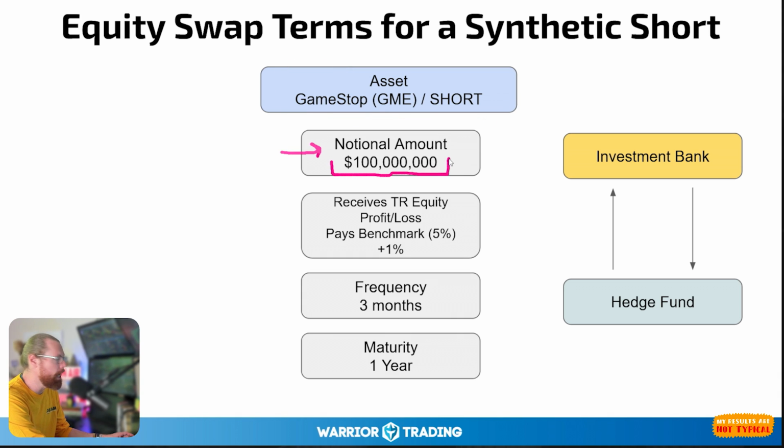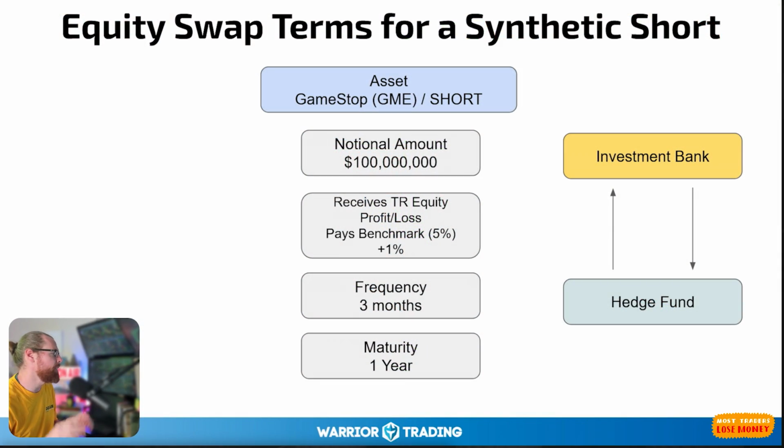So you're putting in $100 million. In this case, it's at $20 a share, which is 5 million shares. Now, this is going to be a total return swap. If you had a swap that did not include dividends, then it's a price return equity swap. But if it includes the dividends, then it would be a total return equity swap. Now, GameStop doesn't pay a dividend, so in this case, it doesn't really matter.